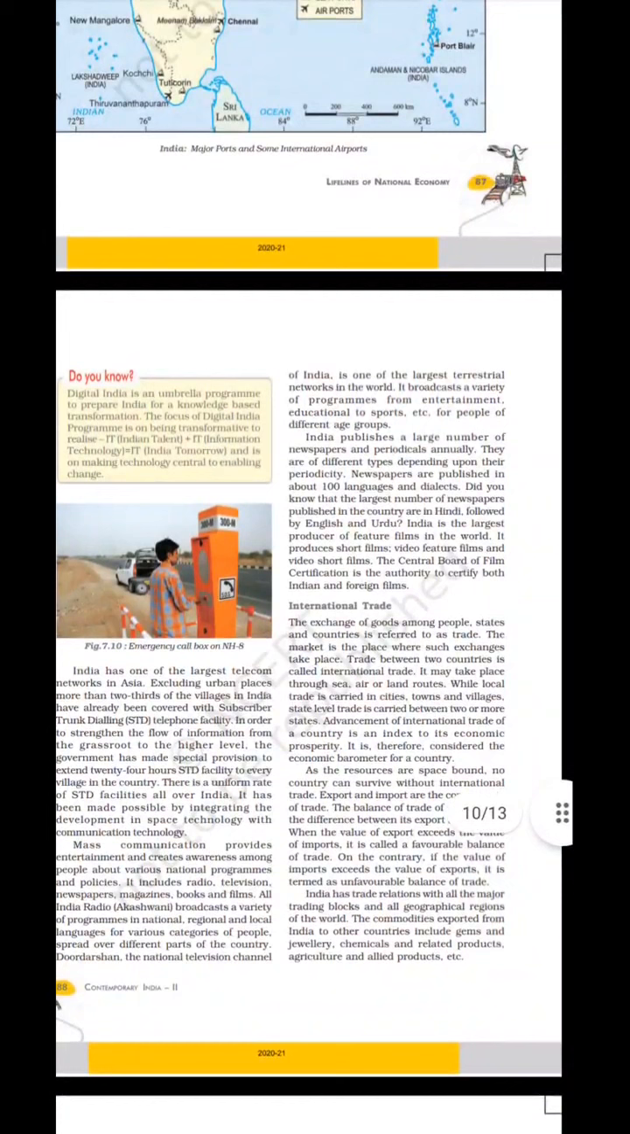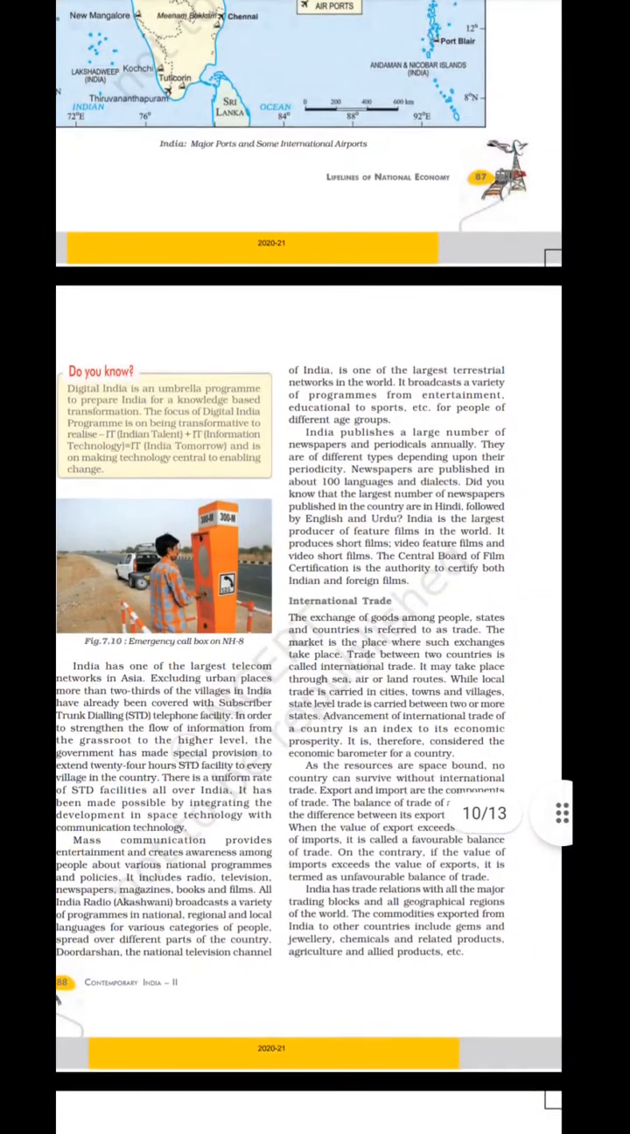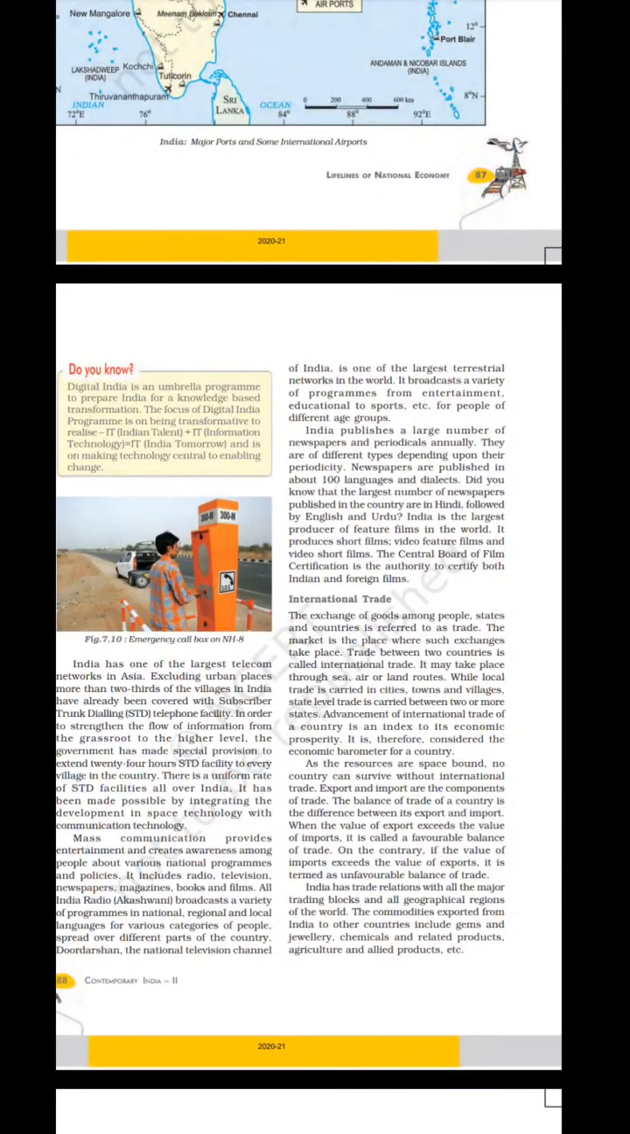India has trade relations with all the major trading blocs and all geographical regions of the world. The commodities exported from India to other countries include gems and jewelry, chemicals and related products, agriculture and allied products, etc.